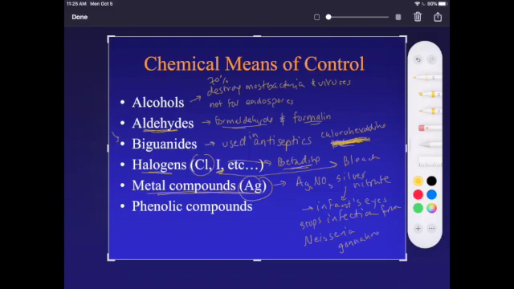Gonorrhea, something like that. It stops infection from Neisseria gonorrhoeae. So yeah, that's an important one using this metal compound. I mean, you need to know some of these, but I'm not going to ask you about chlorhexidine, but I will on the exam ask you about silver nitrate drops, about bleach, about alcohols. Phenolic compounds.